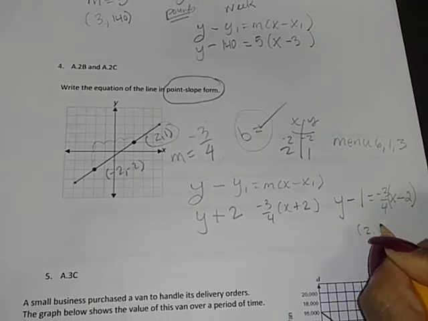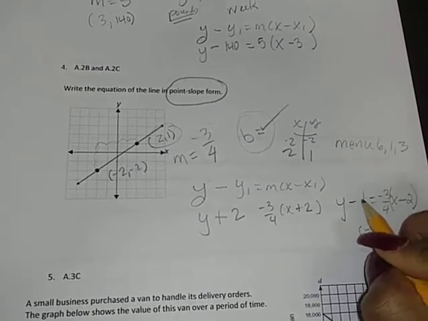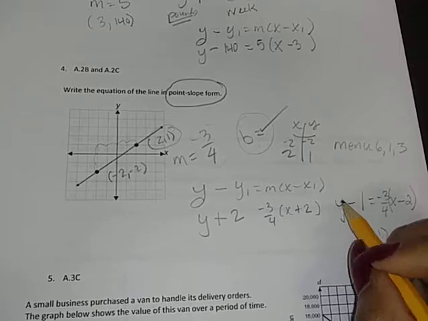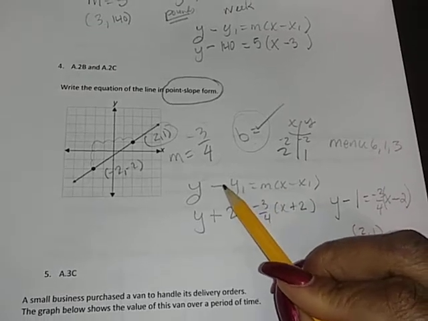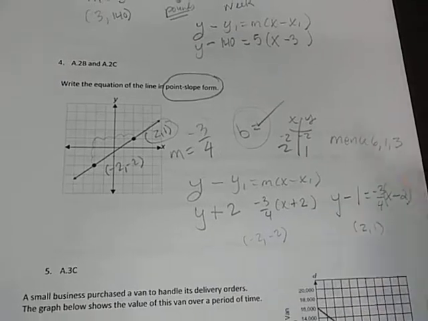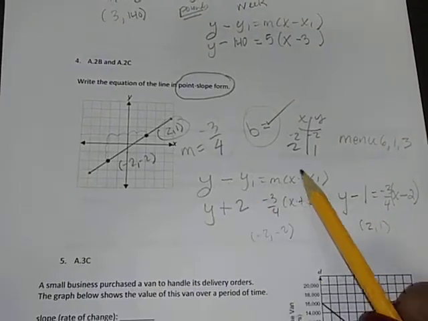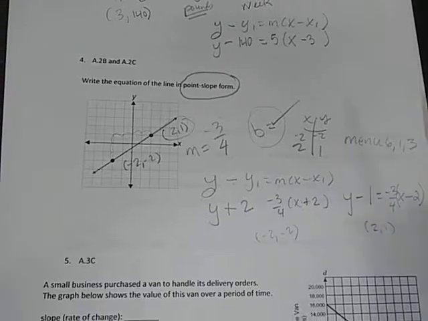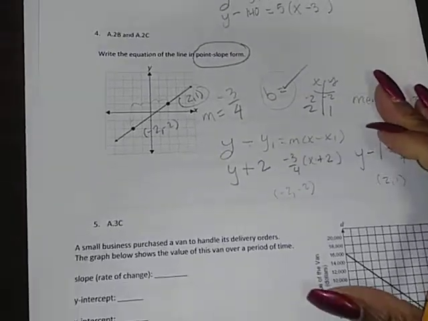I plugged in a positive 2, 1 here because the formula comes with minus signs. This one had negative 2, negative 2. So I had to change those minus signs and make them positive.